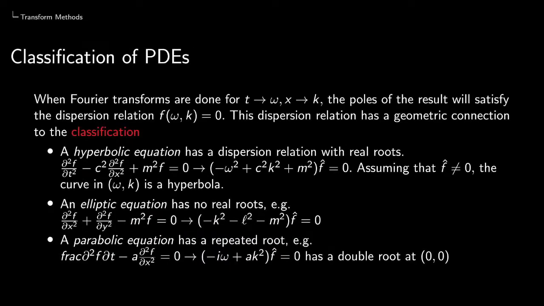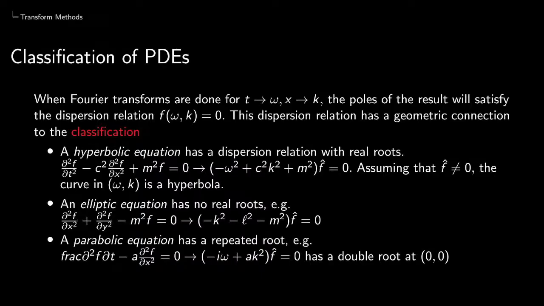Now, the dispersion relation also gives us a hint at the classification of partial differential equations. When we do the Fourier transform in t and x, the poles of the result will satisfy that dispersion relation, and that can tell us things about the classification. A hyperbolic equation is one whose dispersion relation has real solutions in omega and in k. And they call it a hyperbolic equation because oftentimes the curves that result are some sort of hyperbolic shape.